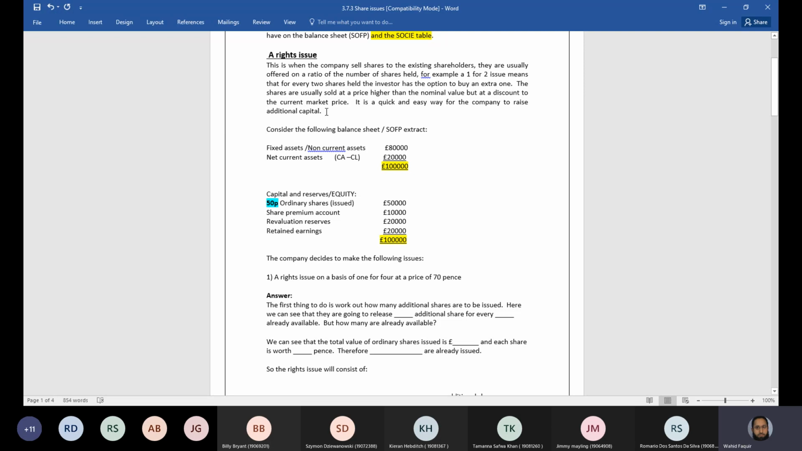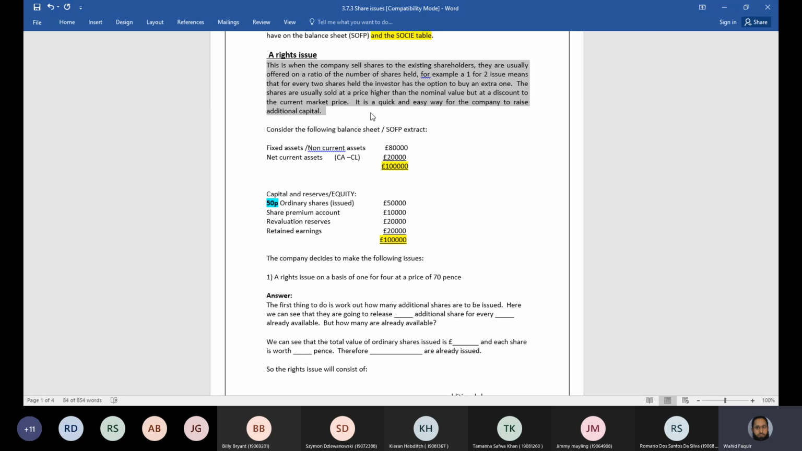Well, let's go back to this. A rights issue, this is when the company sells shares to the existing shareholders. They are usually offered on a ratio of the number of the shares held. For example, a 1 for 2 issue means that for every 2 shares held by the investor, they have an option to buy an extra 1. Makes sense. The shares are usually sold at a price higher than the nominal value, but at a discount to the current market price.